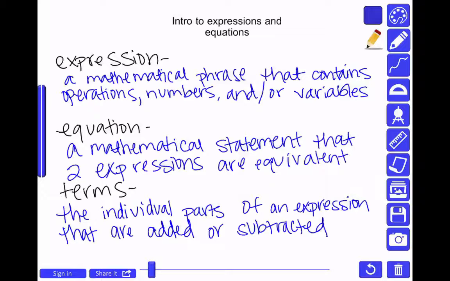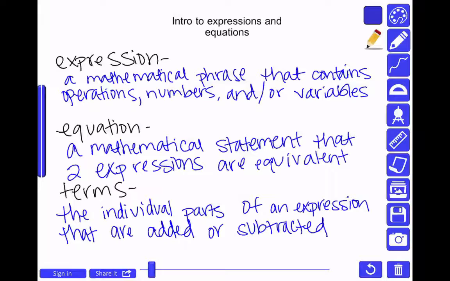This video is an intro to expressions and equations. There are some terms, some vocab words that you need to know. An expression is a mathematical phrase that contains operations, numbers, and/or variables. I will give you an example of this in a little bit.